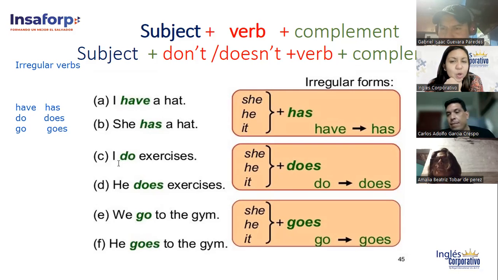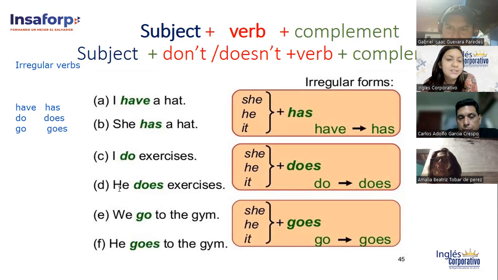Okay. Remember the structure for sentences? Subject, verb, complement. So right here, we have an affirmative sentence. Subject, the verb is do, right? The same with he does exercises. Subject, verb, complement, affirmative. Now, we use do and does in questions. We use the auxiliaries do and does in questions.